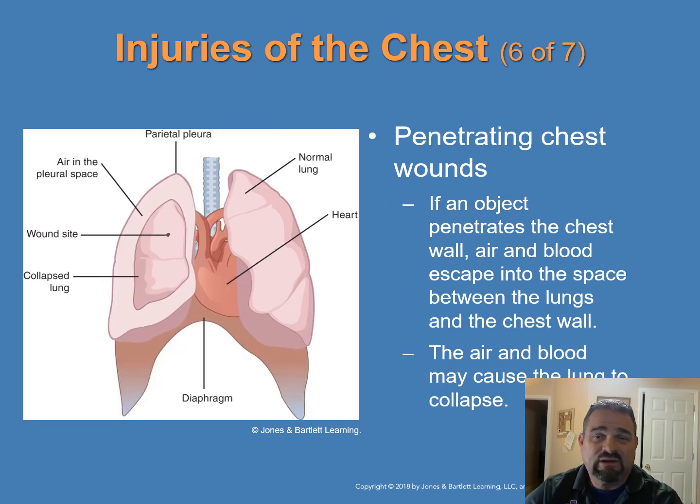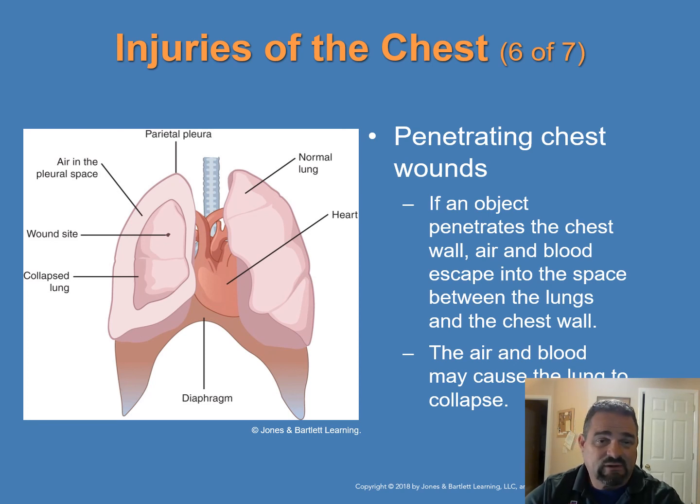All right, so penetrating wounds to the chest. If an object, such as a knife or a bullet, penetrates the chest wall, air and blood escape into the space between the lungs and the chest wall. The air and blood may cause the lung to collapse. Lung collapse greatly reduces the amount of oxygen and carbon dioxide that is exchanged and can result in death. In this figure, it shows a penetrating chest wound that may cause the patient's lung to collapse.